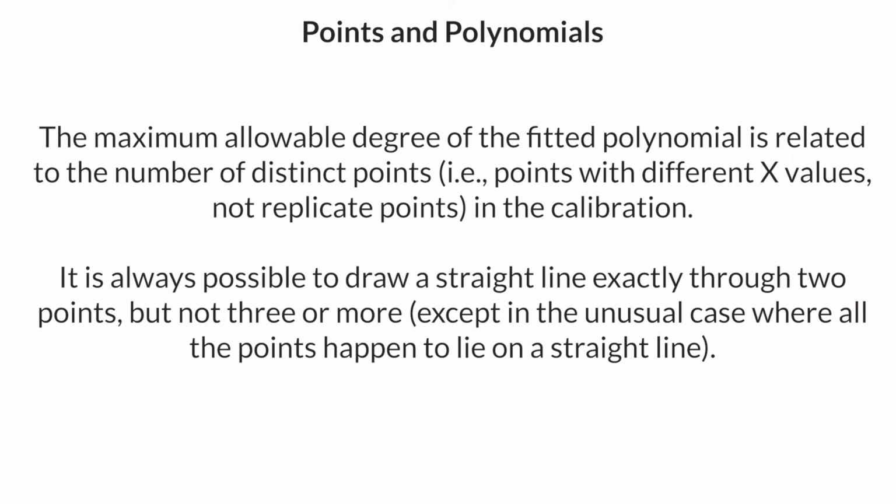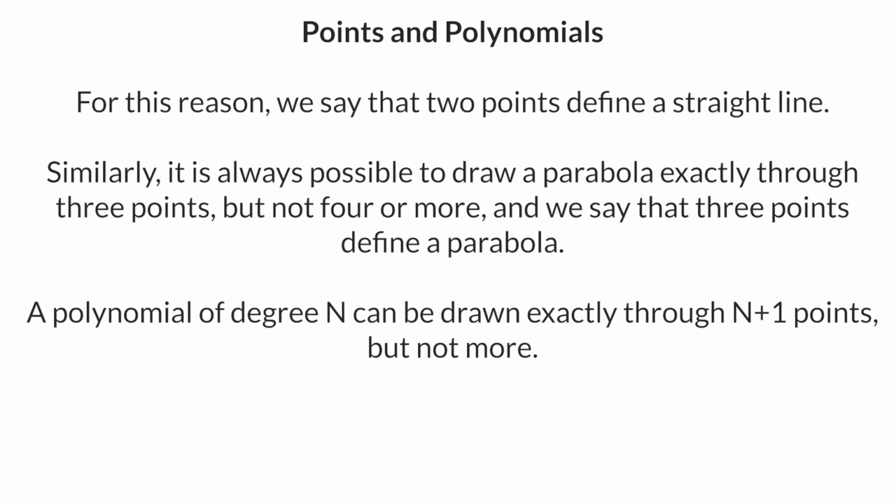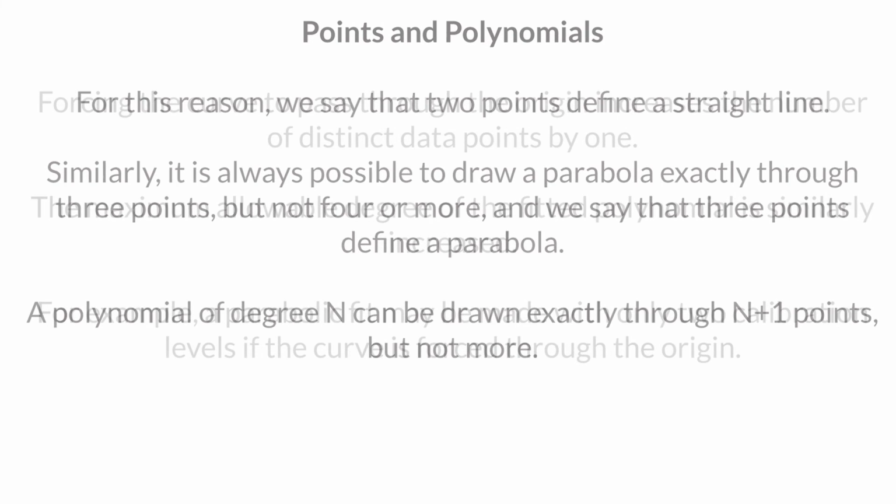The maximum allowable degree of the fitted polynomial is related to the number of distinct points, i.e., points with different x values, not replicate points, in the calibration. It is always possible to draw a straight line exactly through 2 points, but not 3 or more, except in the unusual case where all the points happen to lie on a straight line. For this reason, we say that 2 points define a straight line. Similarly, it is always possible to draw a parabola exactly through 3 points, but not 4 or more, and we say that 3 points define a parabola. A polynomial of degree n can be drawn exactly through n plus 1 points, but not more.